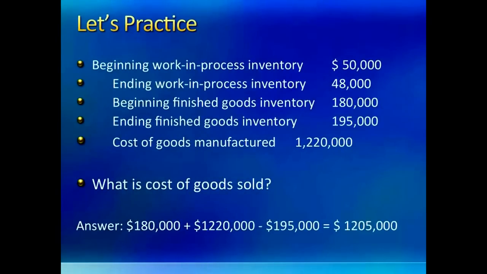Let's look at a last one. You are given beginning and ending work in process inventory and beginning and ending finished goods inventory, and you are given cost of goods manufactured, and the question wants to know what is cost of goods sold. All you need to do here is to pick the right account. Remember, cost of goods sold is found in finished goods inventory. So you would take beginning finished goods inventory, ending finished goods inventory, and cost of goods manufactured to come up with the cost of goods sold number.